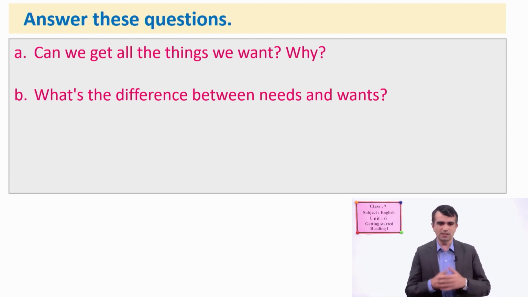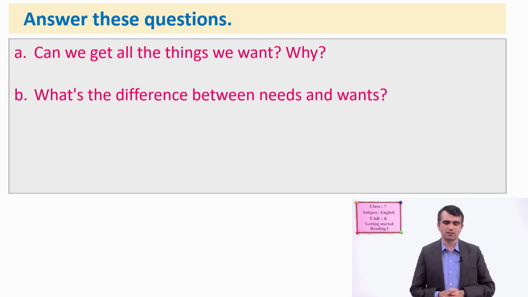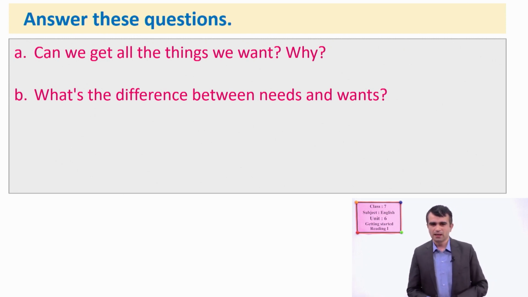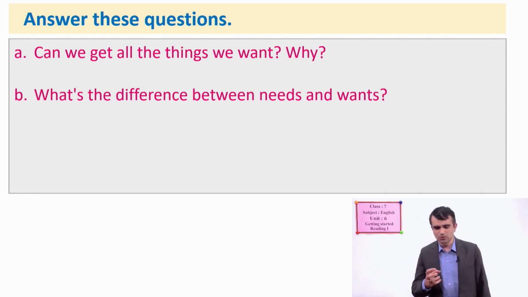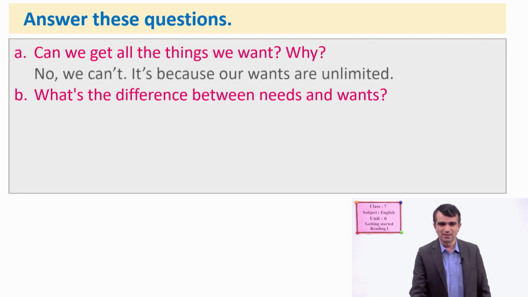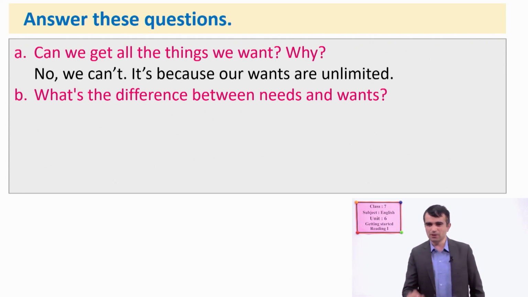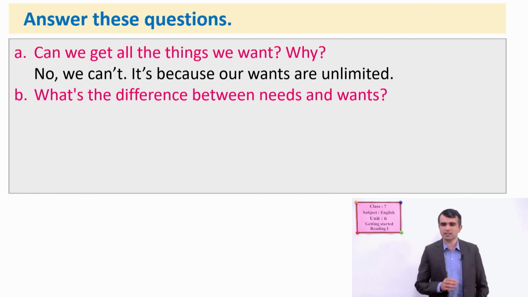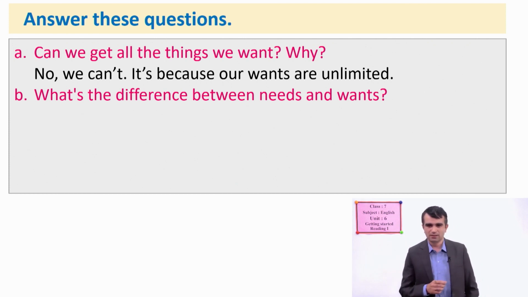Now you should answer these questions. Think of the answers, please. Can we get all the things we want or not? Can we get them? Suppose you may want to have several things. Can you get? No. Very good. Yes, we can't get. No, we can't. It's because our wants are unlimited. Is it so?